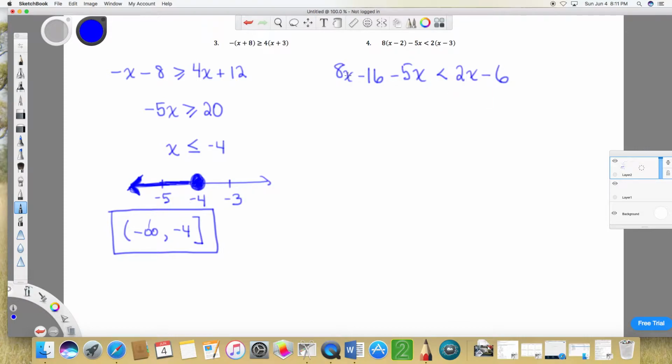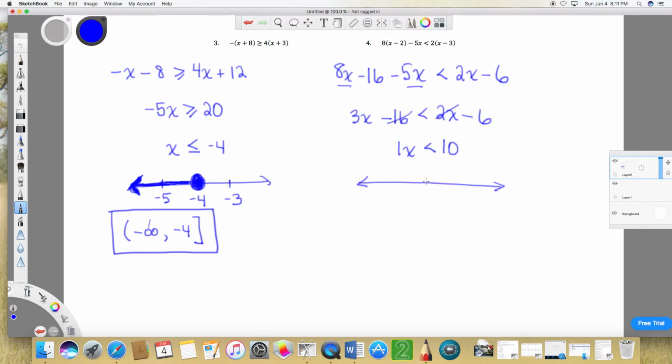So on the left-hand side, I have some like terms. 8x take away 5x's is 3x minus 16 is less than 2x minus 6. So if I take away 2x from each side, that'll leave me with just x on the left. If I add 16 to each side, then I'll have 16 minus 6, which is 10. So I'll have my answer that x is strictly less than 10.